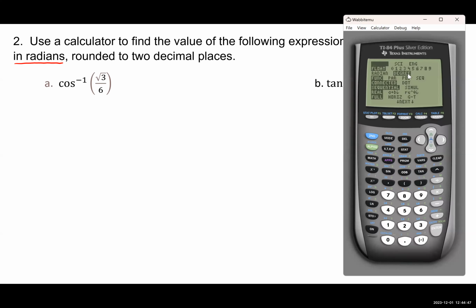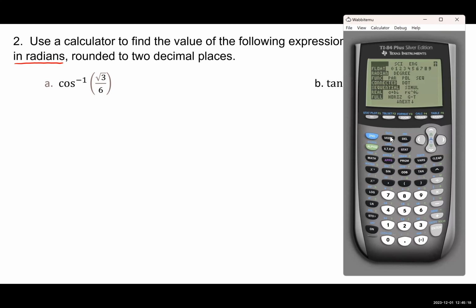My calculator is not. It's in degree mode right now. So you see that third row down, you see radian and degree. My calculator is in degree mode. So if I typed in the cosine inverse of square root of 3 over 6, I would get the wrong answer. So first thing we got to do, move the blinking cursor down to radian, hit enter. So now I am in radian mode.